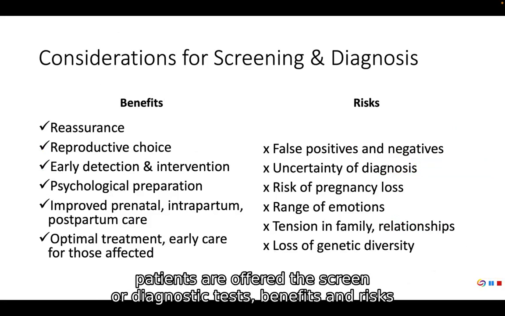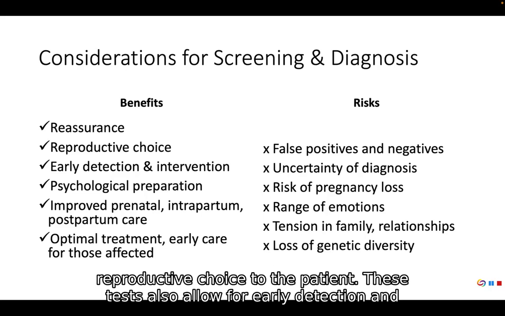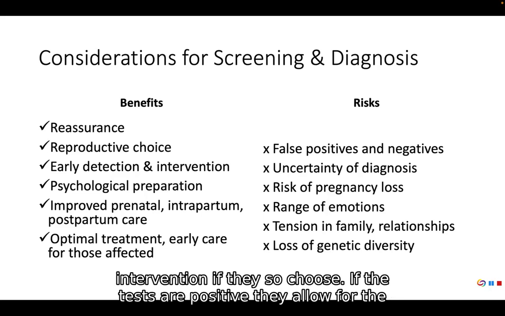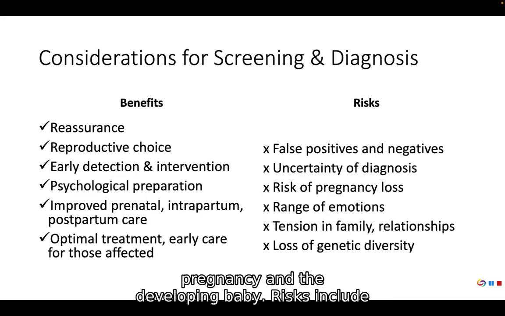When patients are offered the screen or diagnostic test, benefits and risks must be considered. Benefits include providing reassurance to the family and reproductive choice to the patient. These tests also allow for early detection and intervention if they so choose. If the tests are positive, they allow for the family and the healthcare team to be prepared to better care for the pregnancy and the developing baby.